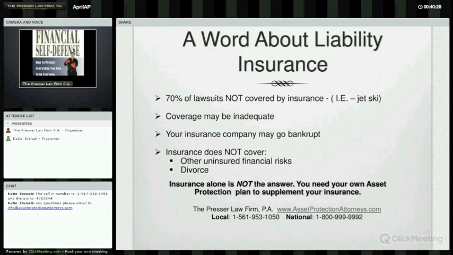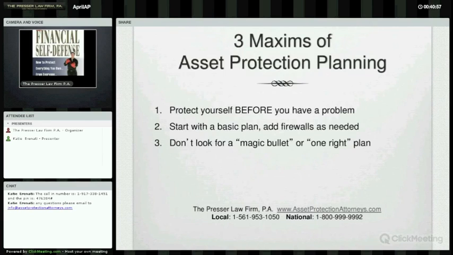Also, insurance doesn't usually cover other uninsured financial risks, like divorce. I say usually because I actually found a company online that now offers divorce insurance. It's pretty funny. Who knows what will be next? The point is, insurance alone is not the answer. You need your own asset protection plan to supplement your insurance. I call it the belt and suspenders approach. You want as many layers and firewalls as possible to make it so difficult and expensive, if not impossible, for anybody to collect against you that they don't even want to sue you in the first place.